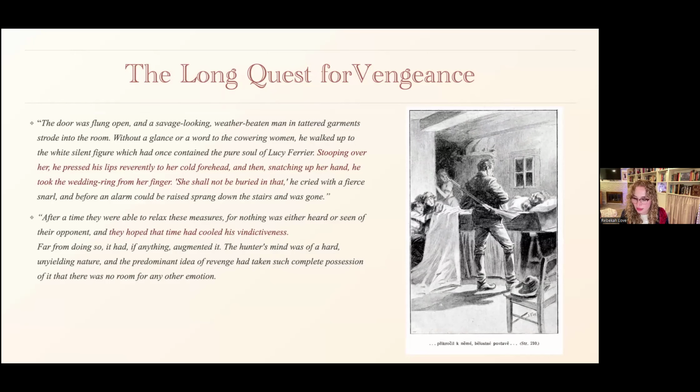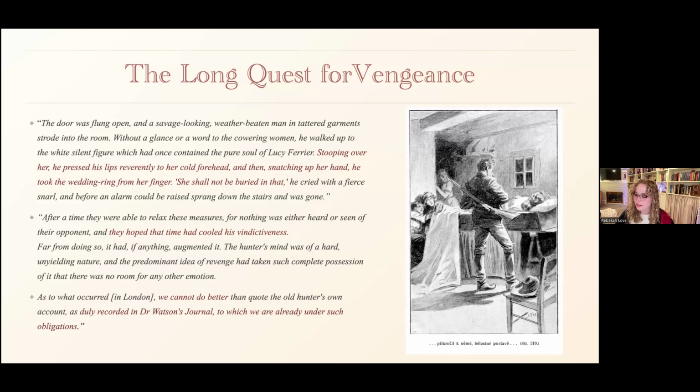He makes multiple attempts that Drebber and Stangerson narrowly evade. When the wait grows longer, the two men hope that their foe has abandoned his quest, but Hope never does. After years turn to decades, Drebber and Stangerson flee to Europe, then finally to London. And as we return to the story we left, the narrator makes a baffling aside that on those events, we cannot do better than, to quote the old hunter's account, as duly recorded in Dr. Watson's journal, to which we are already under such obligations.